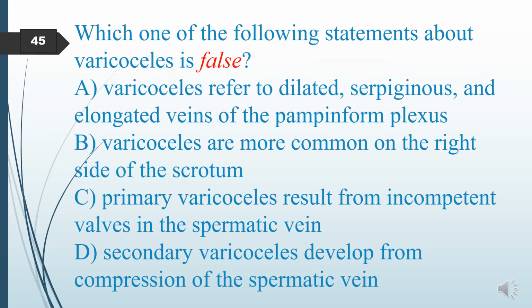Which one of the following statements about varicoceles is false? A. Varicoceles refer to dilated, serpiginous, and elongated veins of the pampiniform plexus. B. Varicoceles are more common on the right side of the scrotum. C. Primary varicoceles result from incompetent valves in the spermatic vein. D. Secondary varicoceles develop from compression of the spermatic vein. The answer is B. Varicoceles are more common on the right side of the scrotum.